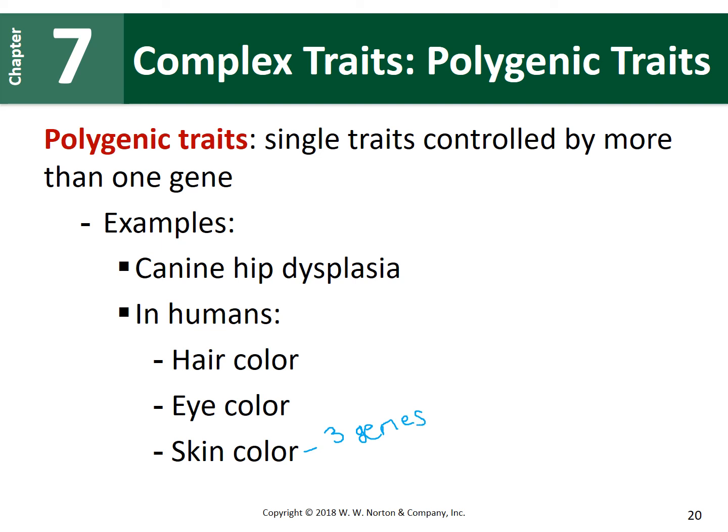So these 3 genes, they each have 2 alleles. So we actually have 6 alleles that control for skin color. So this explains why our skin color can show a very wide range from very, very pale to very, very dark in color. So multiple genes code for one characteristic in the polygenic.